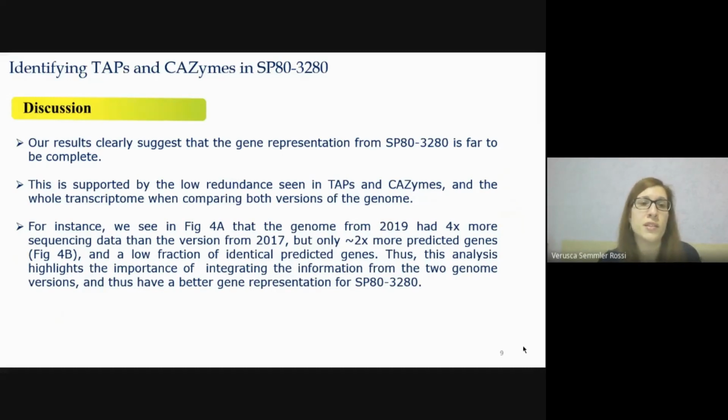versions. For instance, we see in figure 4a that the genome from 2019 had 4 times more sequence data than the version from 2017, only about 2 times more predicted genes in figure 4b, and a low fraction of identical predicted genes. Thus, this analysis highlights the importance of integrating the information from the two genome versions and thus having a better gene representation for SP80-3280.